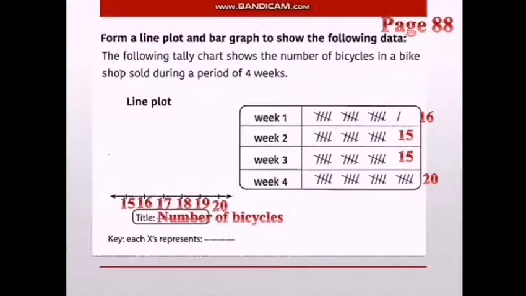Okay, now I will look at this table and at the line plot. The first number in the line plot is 15. So I will look at the table and find how many weeks have 15 bicycles. Here we have 2 weeks, week 2 and week 3, so we will make 2 X's. Okay, 16. How many weeks have 16 bicycles? Here we have only 1 week. This is week 1, so we will make 1 X.